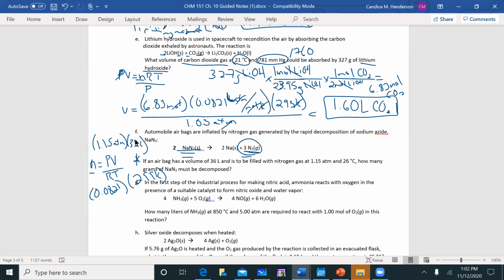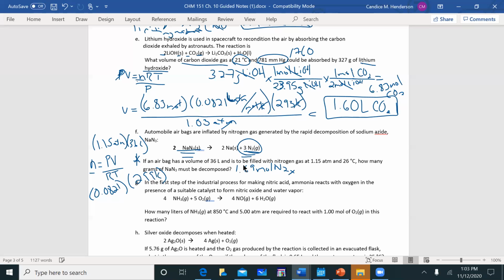So we're taking our atm, 1.15. We're going to multiply it by our volume, which in this case is 36. Let's divide it by that constant, 0.0821. And then we're going to divide that number by the 299. And what we get is that our n value, or our amount value for this N2 gas, is 1.69 moles of N2. Okay, the value of n is popping out in moles.